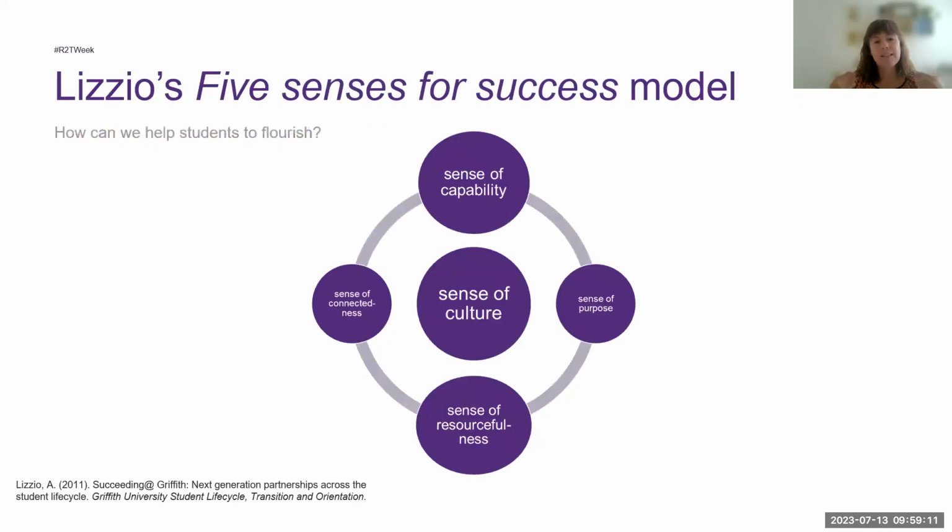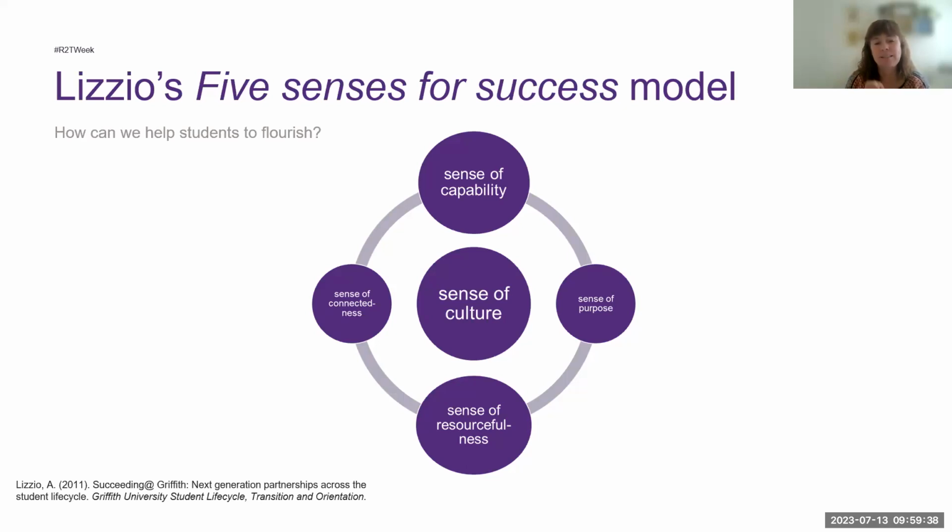Okay, so let's take a step back and look at a framework for how we help students to flourish. What does it mean in actuality? This is Lizio's five senses for success model, and you can see the reference at the bottom from Griffith University. It was a piece of work done a decade ago now, but what I like about it is that it pulls together all of the things we've talked about in the roadmap, in the SRN data, and what we know students need.